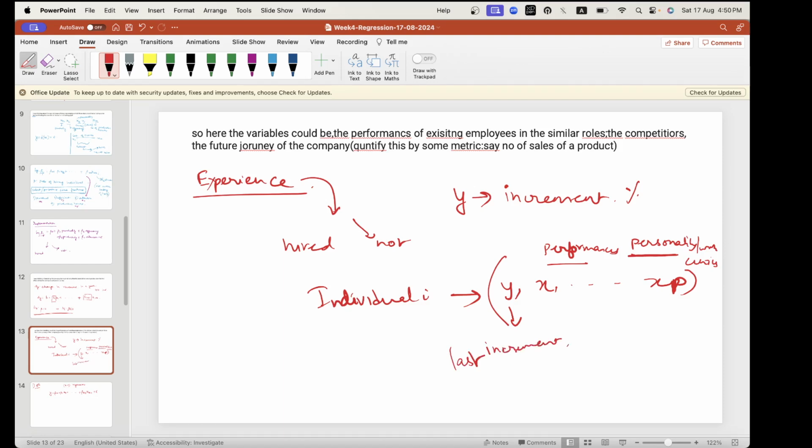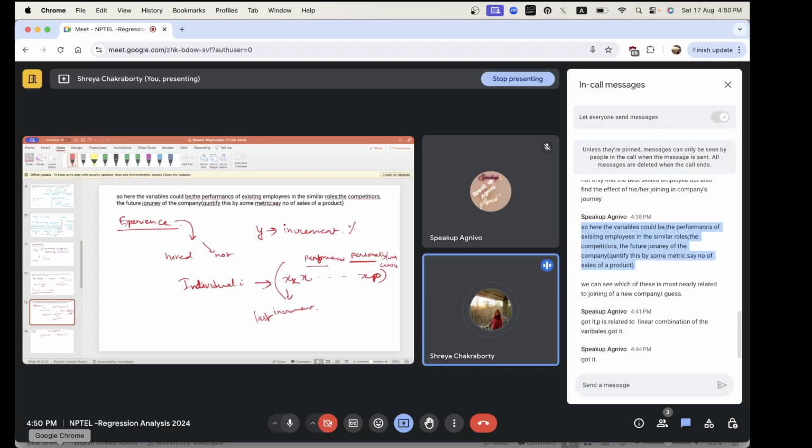Sorry, this last increment can also be taken as another predictor. So using these predictors, we can assess whether we should hire somebody or we shouldn't hire somebody. But then, out of all the pool of variables, we have to use some statistical techniques to assess which of these predictors would actually give me a better screening method.